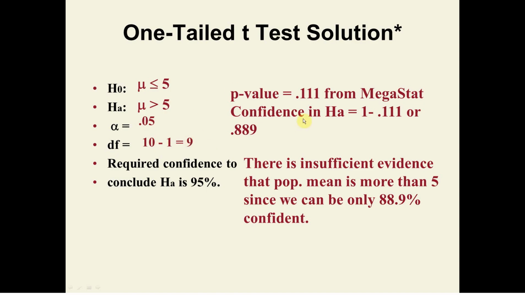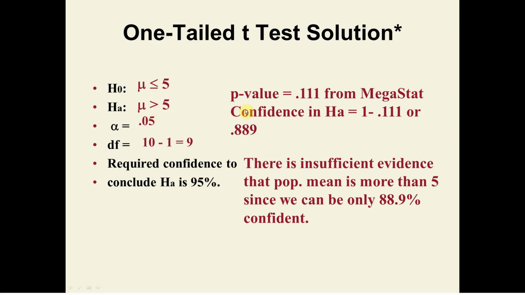And so we go to Megastat and we plug this in, and we get a p-value of 0.111. So 0.111 is not less than 0.05. So this p-value is not too low, so we cannot reject H naught. In other words, there is insufficient evidence that the population mean weekly sales is greater than 500.